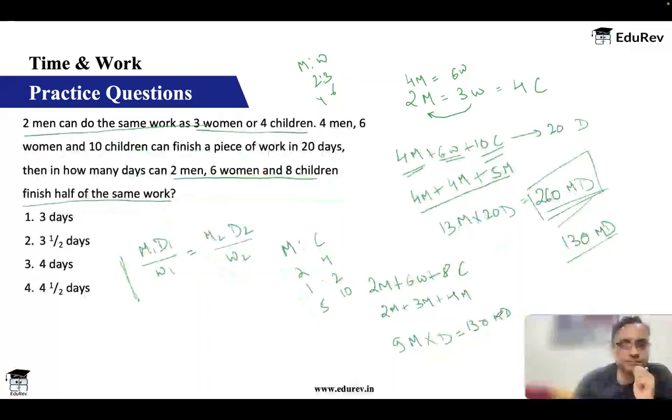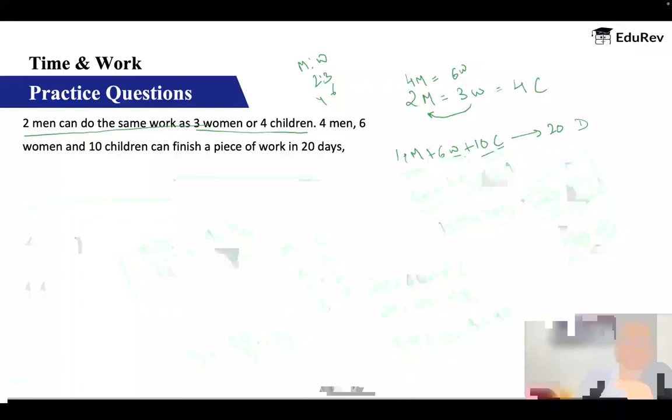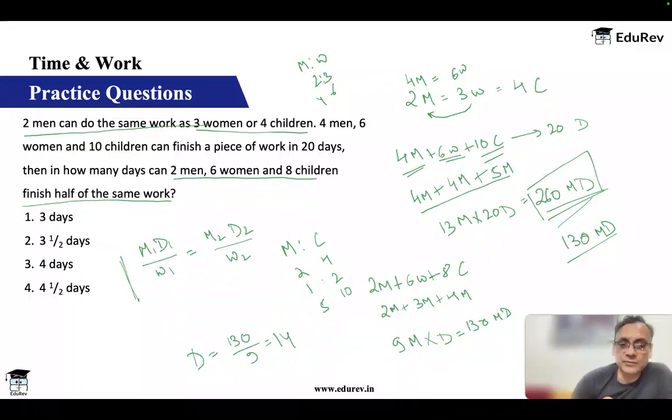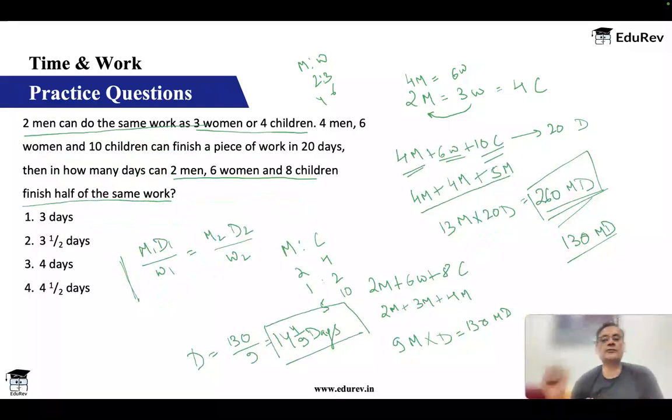Any doubt so far? So with 9 men, my D, the number of days required, is going to be 130 upon 9. 130 upon 9 is going to be how much? 14, that is 90 plus 36, 126, and 4 by 9 days. So days required are 14 4 by 9 days. The answers have something else, I'm sorry, some error there, but days required are 14 4 by 9. This becomes my answer.